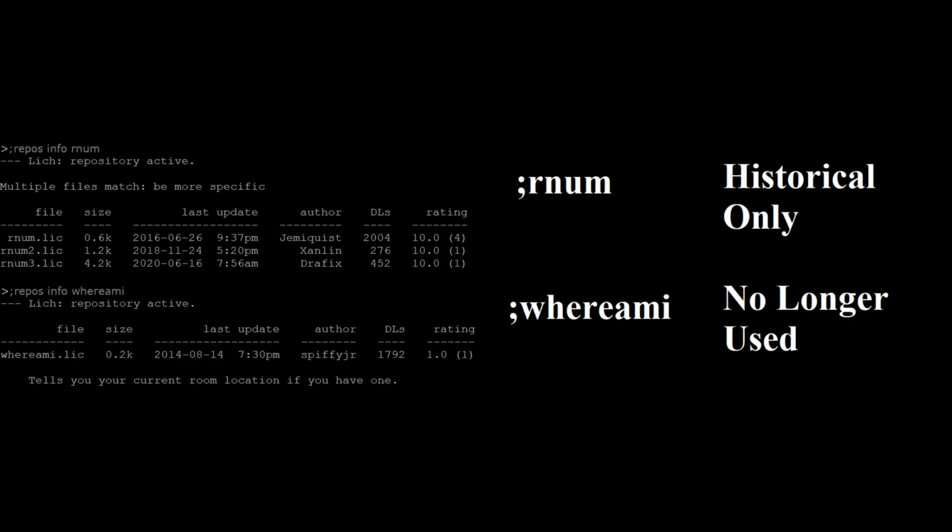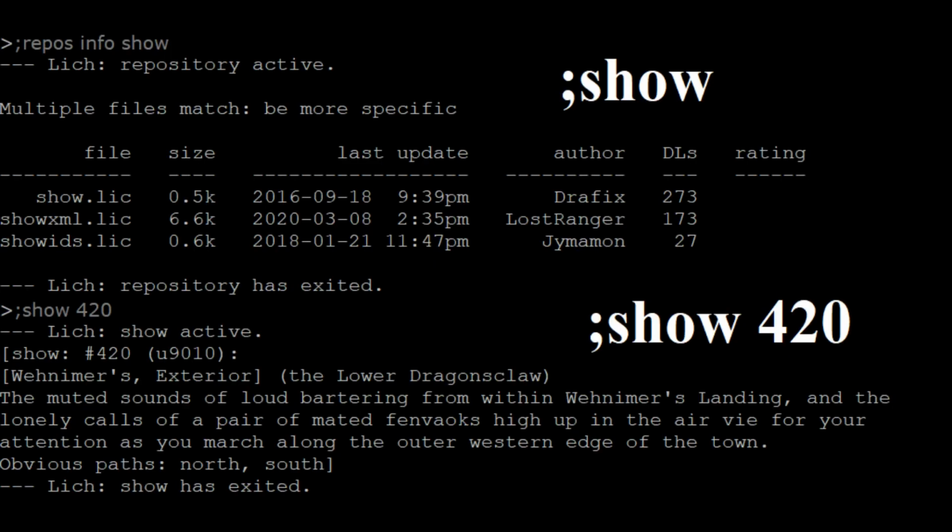The next two scripts go together, and that's rnum and whereami. These are historical scripts that are not used anymore, since both of their features are built into the default Lich experience. rnum would add Lich room numbers to the room you were in, like we currently have with the latest build, and whereami would tell you the Lich number of your current room. This of course ties into another script called show, where you can show a Lich number to look up the description for a room number.